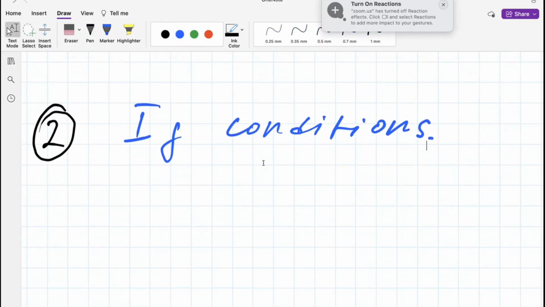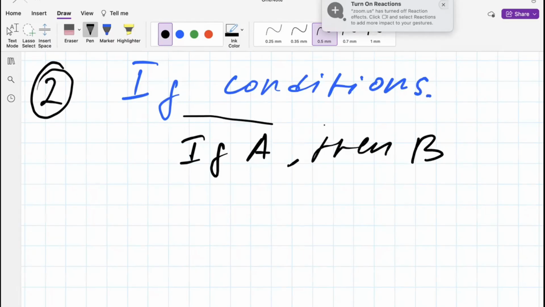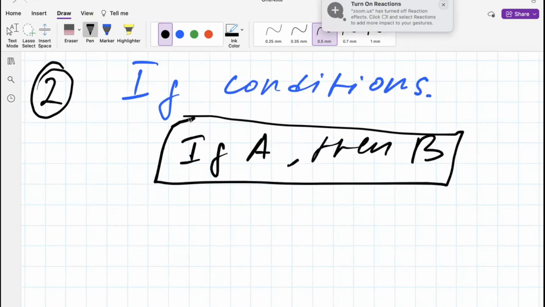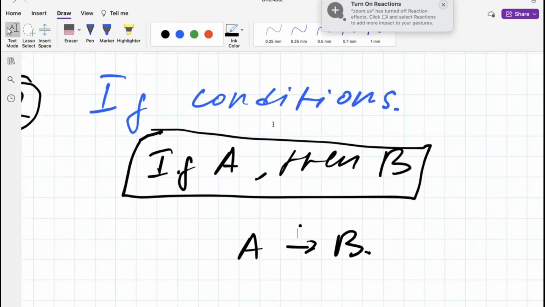In logic, if conditions are basically: if A, then B. In this form, you have to do some logical inferences based on the if conditions. Usually you use A implies B, so instead of if, you can write implies. And you'll see different forms of if conditions, which are converse, inverse, and contrapositive. You'll see the difference between those, and when they are true and when they are false.